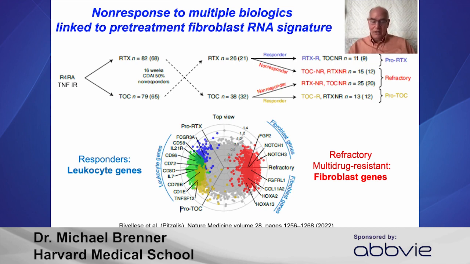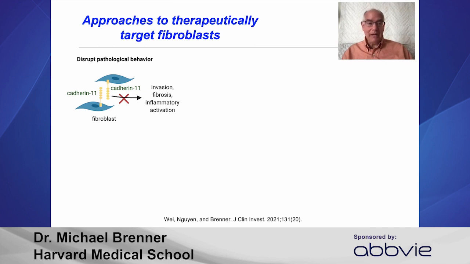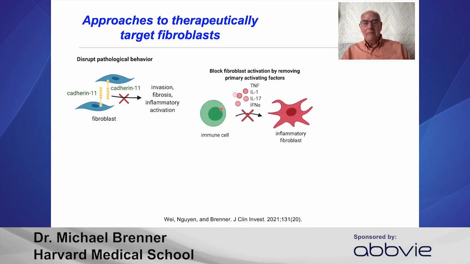So in summary, I've talked about the role of fibroblasts, the many pathological features they have, inflammation and tissue destruction. And then by looking at their pathobiology, we begin to identify ways that we think they might be targeted therapeutically for these refractory patients. I've mentioned Cadherin 11, which alters their pathologic behavior in vitro. I've mentioned fibroblast activation, the primary activators, TNF, IL-1, interferons.